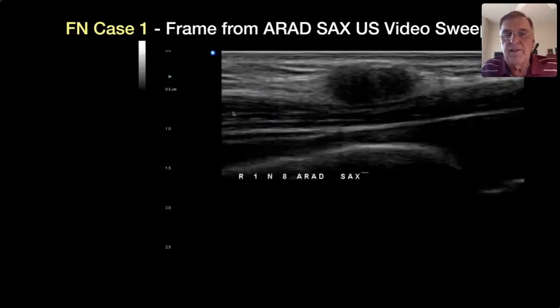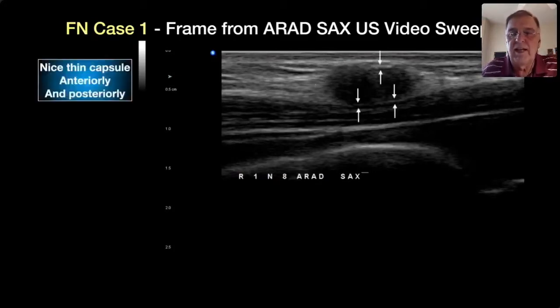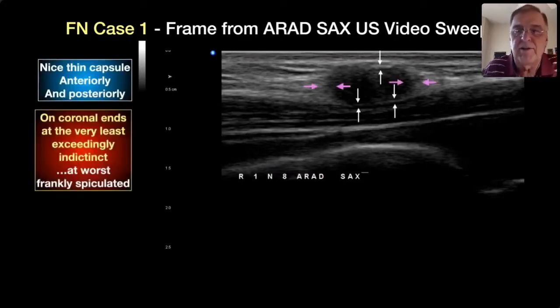and this is a still image from the short axis video sweep. SAX stands for short axis video sweep. So what I'm doing is scanning across the lesion in the short axis of the transducer, starting outside in the surrounding tissues on one side and going all the way through to the outside tissues on the other side. Notice that it has a thin capsule in the front and back, but it does not have a thin capsule on the ends. And this is what I'm saying. If you're going to call something a thin capsule, it should be completely surrounded.